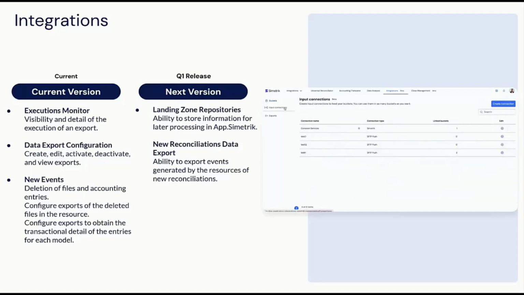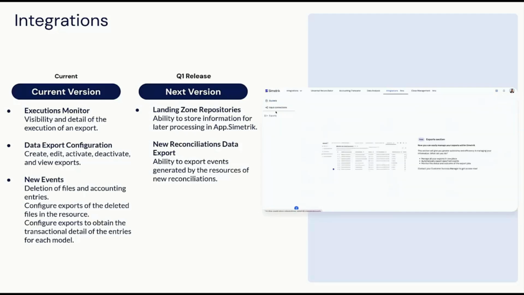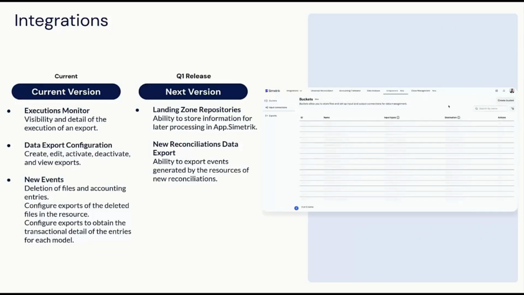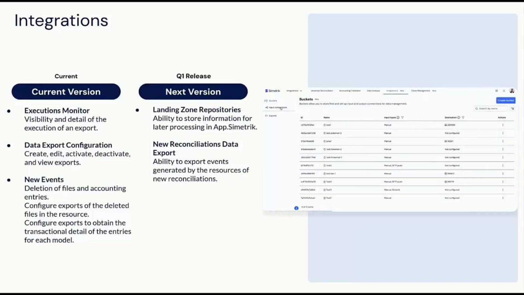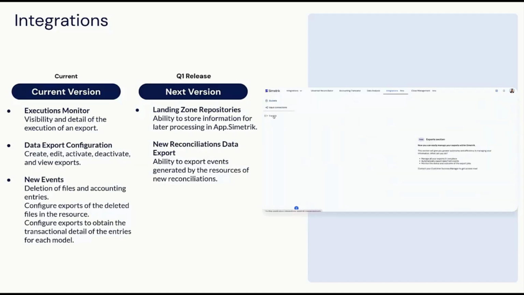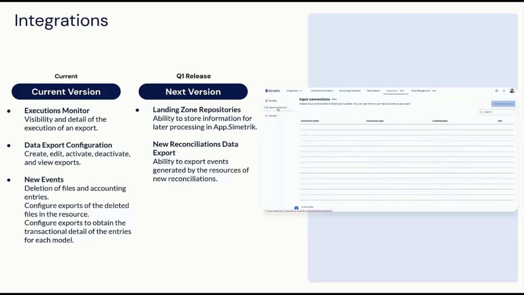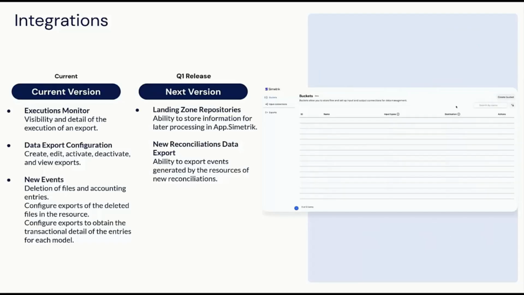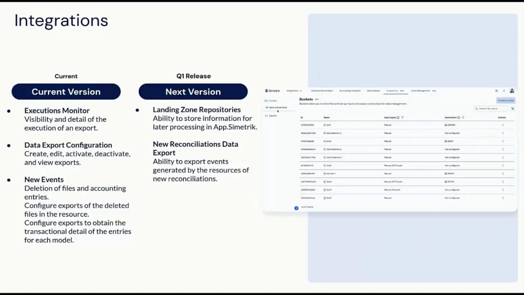Currently, data export gives you visibility of available executions. It's a dashboard where you can see all data exports made. You'll have a new view to configure exports, deciding what to generate as an output routine. There's also a view for new events where you can set up exports for deleted source files. You can configure exports to get info from accounting or transactional models generating entries. Now, this is what we have today.